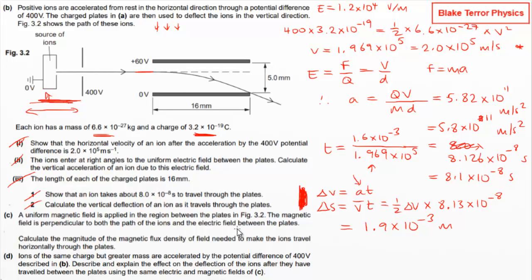Right, so how are we going to get our velocity selector working on all of this? So we need E times Q to be equal to B times Q times V. We've just done this.